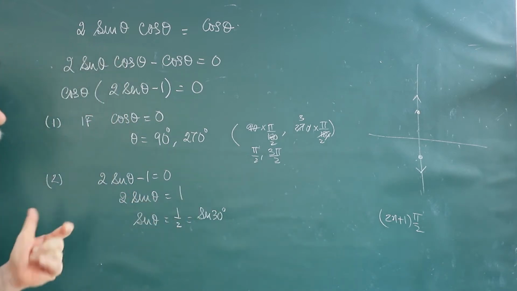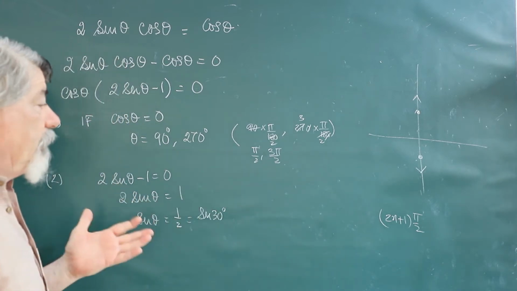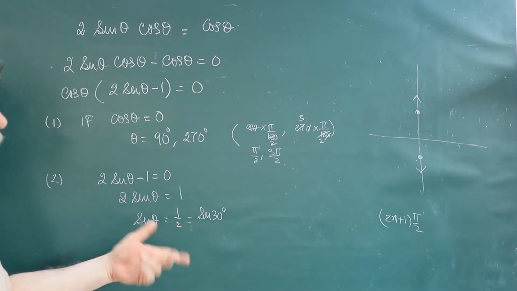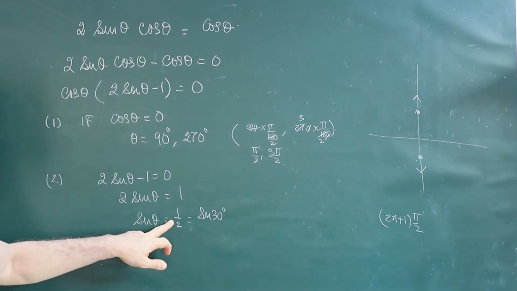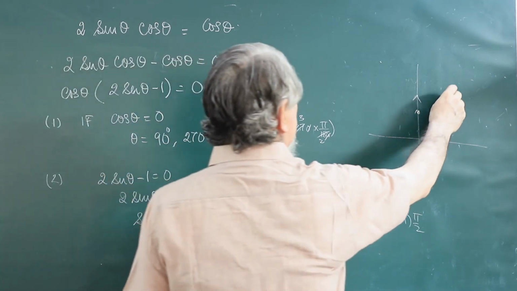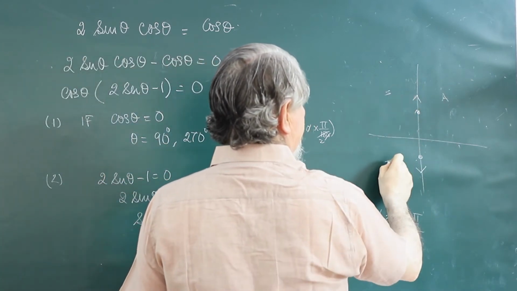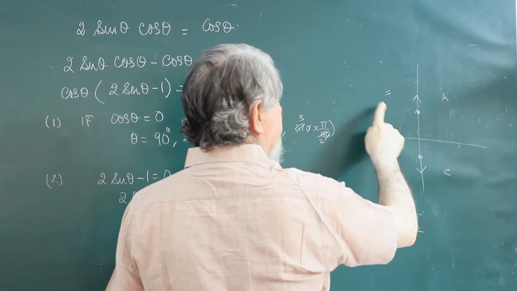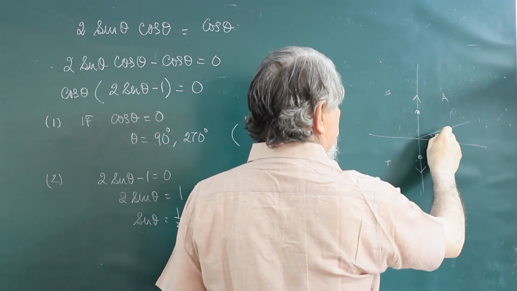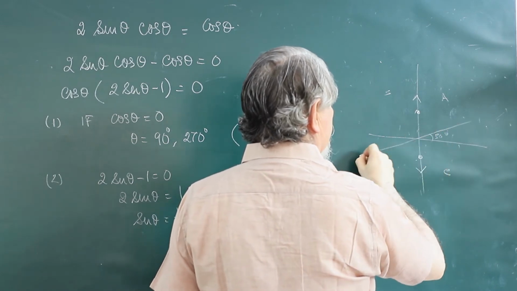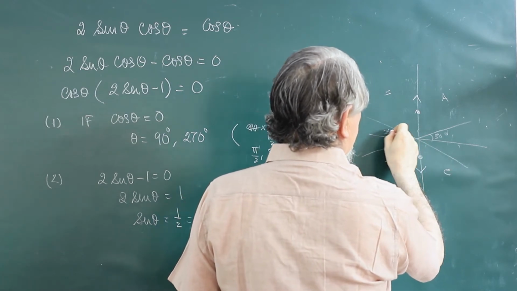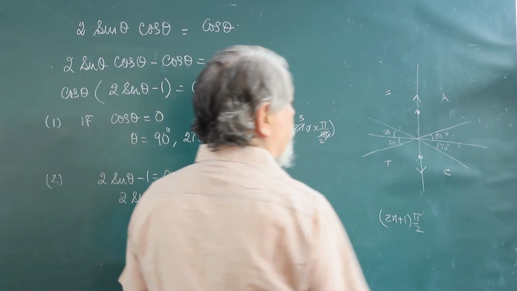Now it is not only 1 by 2 when it is sine 30. In all 4 quadrants, the values can come as 1 upon 2. But because it is plus 1 upon 2, we'll have to see the quadrant where sine is positive. In the first quadrant and second quadrant, sine will be positive. So actually 30 is here also. If you extend here, it will come 30 here also, 30 here also, and 30 here also.